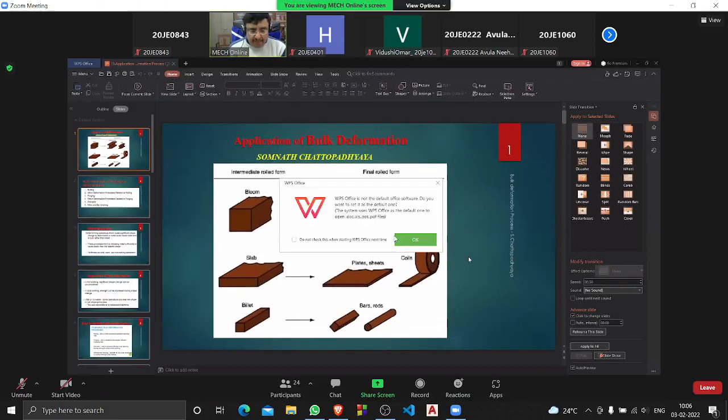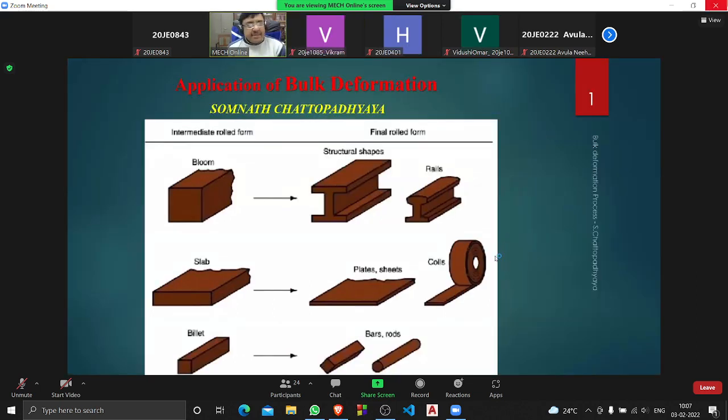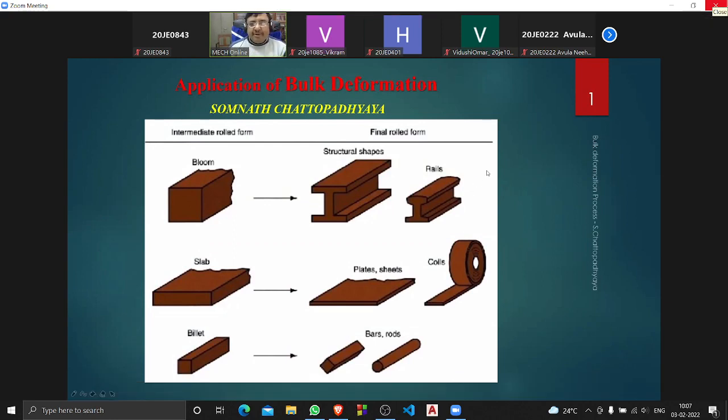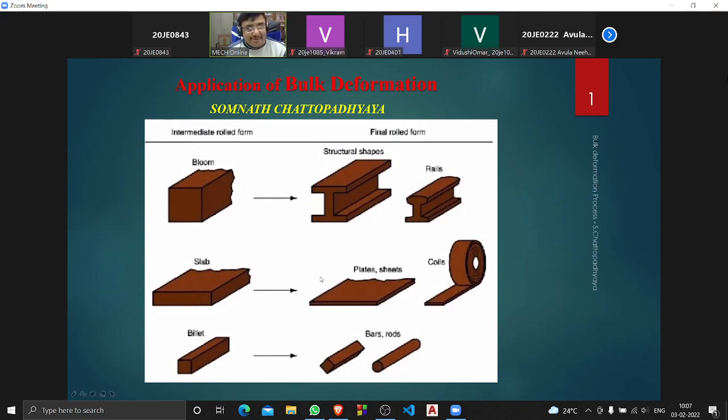Can you see my screen, students? Yes, sir. I think you have seen that, but still it is absolutely relevant whenever you are going for bulk deformation, very specifically bulk deformation at elevated temperature. I will give you the definitions. I did not know the definition when I was in undergraduate study, but this definition is absolutely important.